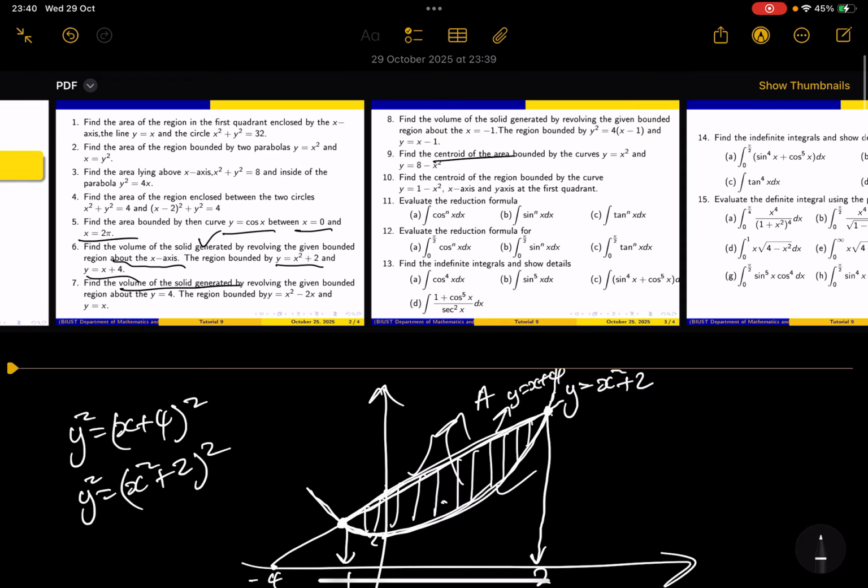And now let's look at another concept, the centroid. With the centroid, I'm just going to take number 9. It says find the centroid of the area bounded by this curve and this curve. So that's it right there. Just find the centroid bounded by these two curves.